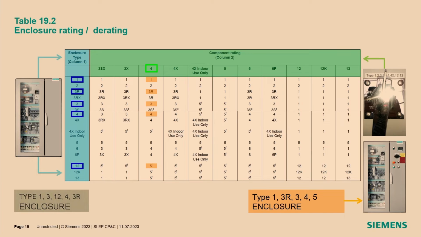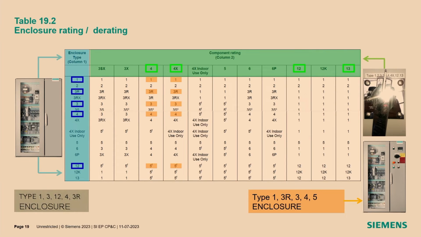So we have now 1, 3R, 3, 4, and 5. But this is not enough. We have also 4X. You see the 4X here. But the 4X don't bring other results. They are really the same.